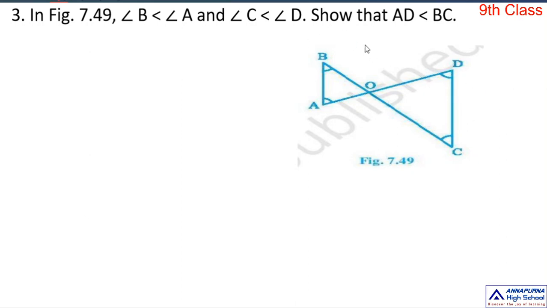We have to show that the side AD is less than BC. The line segment AD is less than the line segment BC. Okay, let's start the solution.